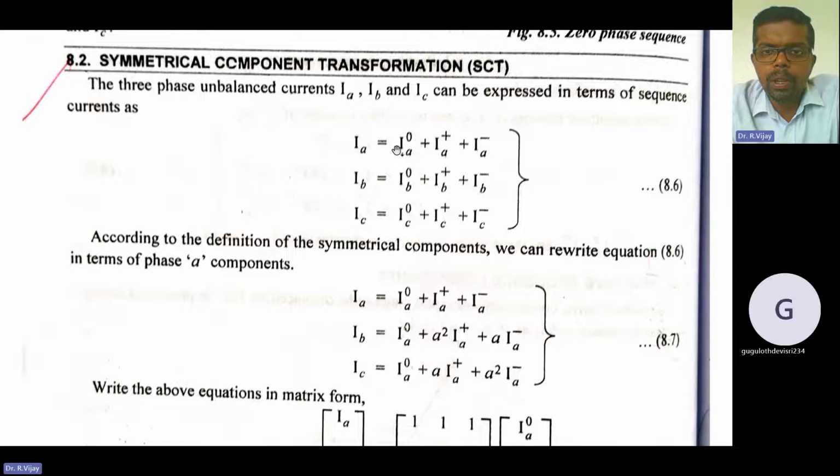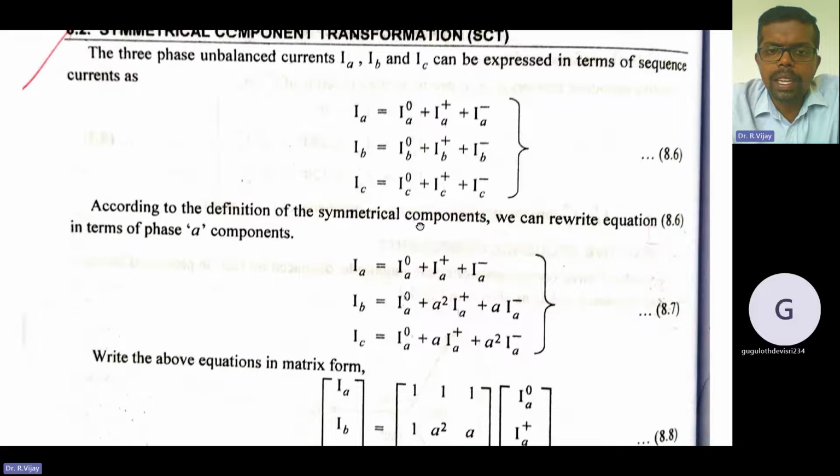So IA is equal to IA zero, the zero component, plus IA plus, plus IA minus. Next, IB is equal to IB naught plus IB positive plus IB negative. Next, IC is equal to IC naught plus IC positive plus IC negative, or IC minus. So these are the positive, negative, and zero sequence components. This is the expression for the three-phase unbalanced currents.